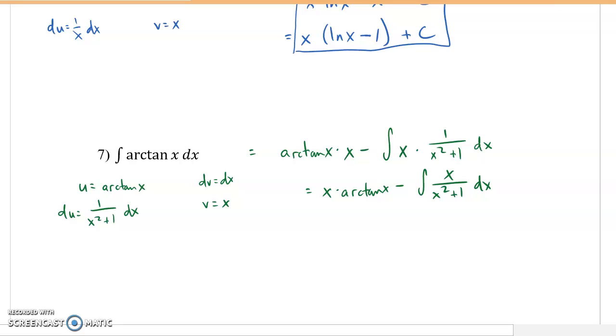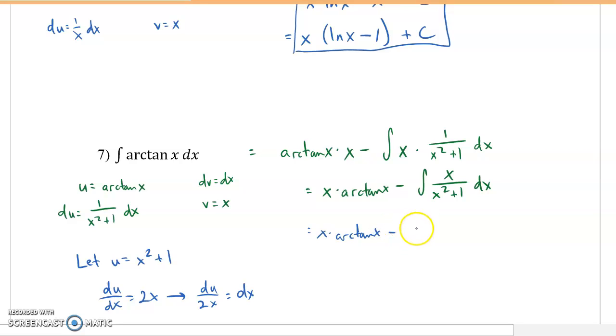That integral requires u-substitution, so we'll let u no longer equal the arctan of x. We're done with that. Now we're going to let u equal the denominator. That means that du over dx equals 2x, or du over 2x equals dx. So when we rewrite this, we're going to get x times the arctan of x. That part is part of our answer. Minus the integral of x over u times, we'll replace the dx with du over 2x. And as we hoped, those go away.